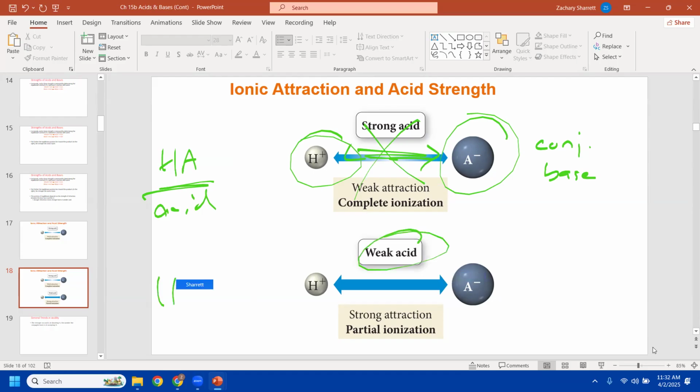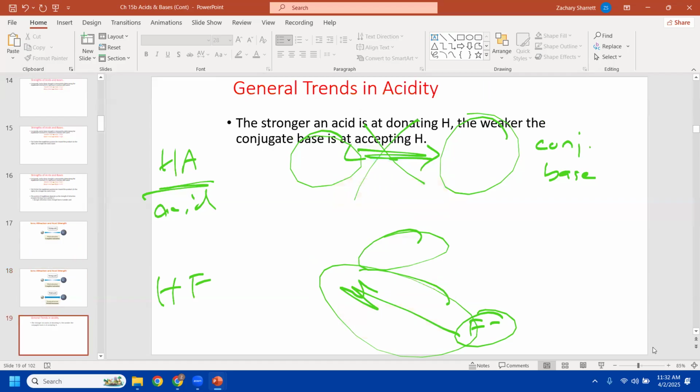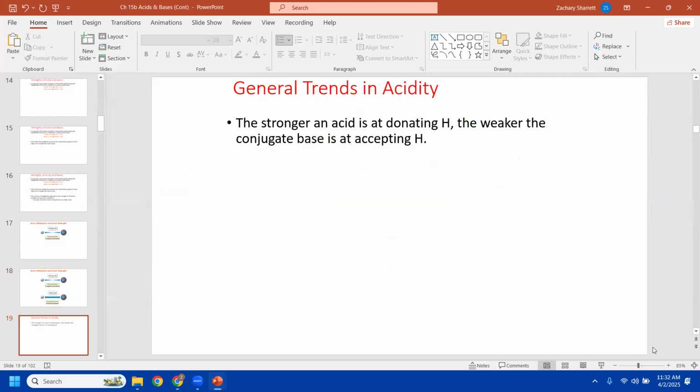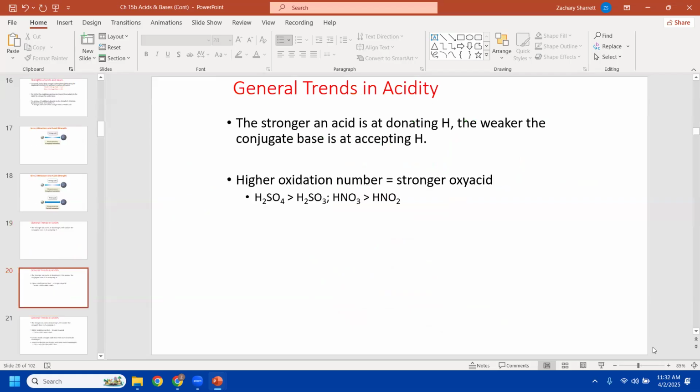A weak acid, like HF, as I said, F minus likes to grab that proton. It is attracted to it, so it stays stuck together in solution. So that's the main difference between a strong acid and a weak acid. Strong acids completely separate. Weak acids separate a little, but they stick together a lot. The reason why they're not strong electrolytes is because when they're stuck together as HF or HC2H3O2, they have no charge. Therefore, they are a weak acid. The stronger an acid is at donating a proton, the weaker the conjugate base is at accepting a proton.